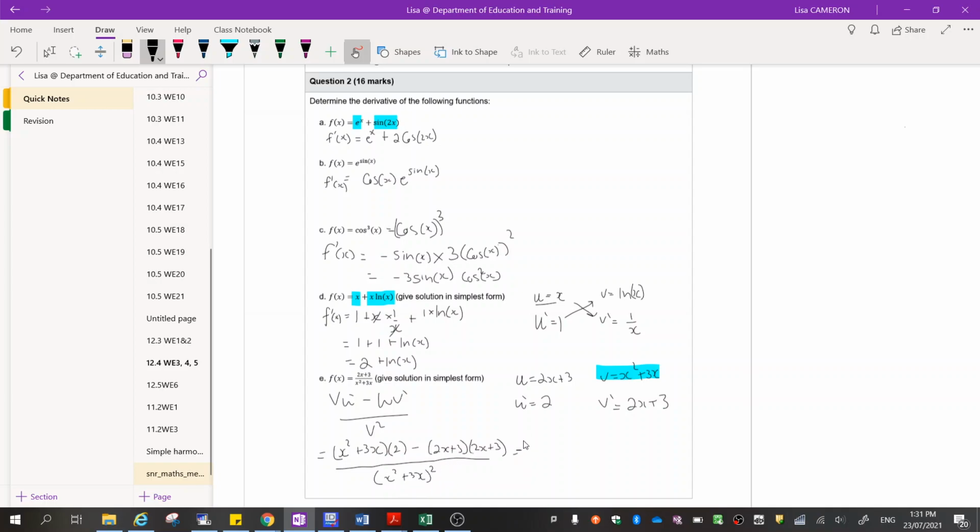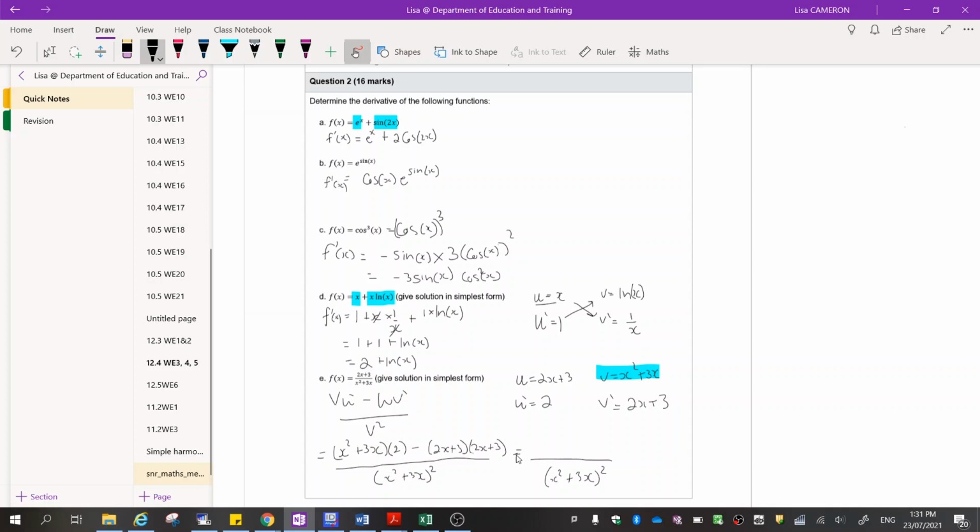Now, when it says give to the simplest form, most of the time that means I'm expanding the top and I'm going to group my like terms. Sometimes they expand the bottom still, but only if they think that it's going to cancel out. In this case, I don't think it is, so I'm just going to leave the bottom like this. But just double check in the mark scheme what they're asking for, because it could be different to what they're asking.